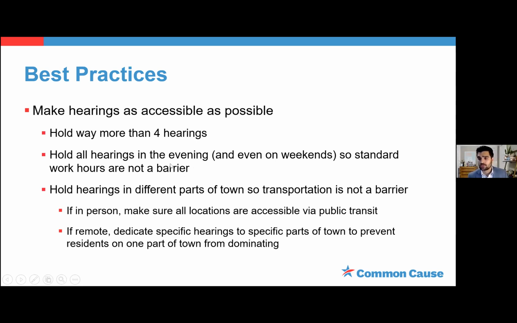One good rule of thumb is hold 1 hearing in every existing district, right? If you are going to do them remotely though, please make sure to dedicate a specific hearing to each part of town. What you don't want to happen is residents of one part of town who are highly engaged in your local politics already come out to every single hearing and dominate the voices of everybody else, right? So if you create hearings that are specific to a particular part of town, you're going to make sure that everyone's voices have some space.